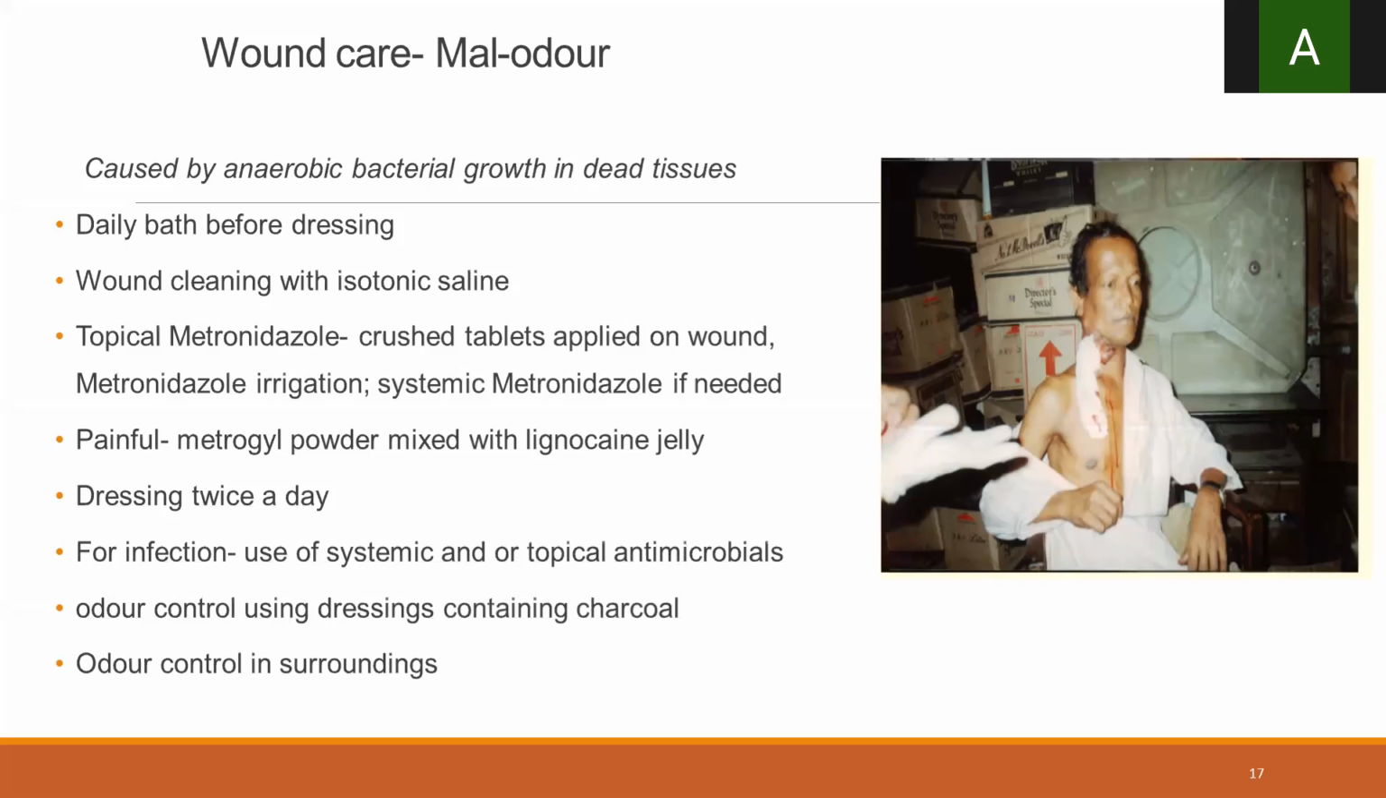Odor control using dressings containing charcoal is also used. That helps. And the surrounding odor in the room can be dealt with the help of a room freshener, or incense sticks, or charcoal under the bed. That also gives good odor control of the surroundings of the patient. Next slide, please.